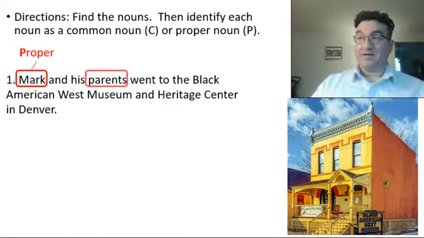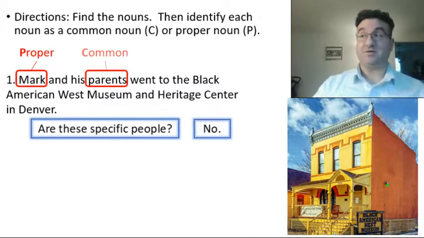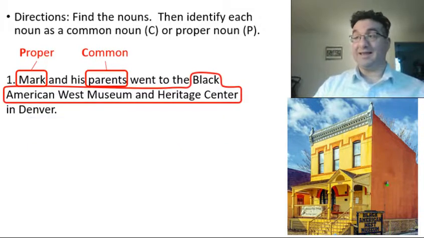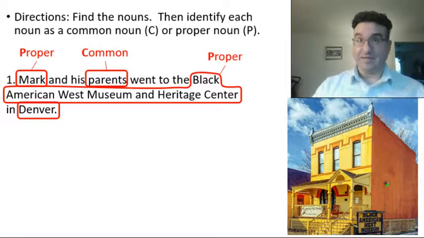Then let's find another noun. We have parents. Are these specific people? In this case, no, and so it's just a common noun. Next we have the Black American West Museum and Heritage Center. Out of all the museums there are, this is a particular one, which makes it a proper noun. There's one more noun. It's Denver. So out of all the cities, we named this one. It's a specific city, so Denver is a proper noun.